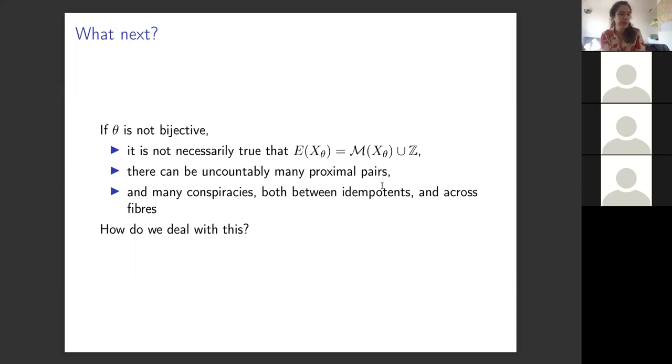I'm going to remind you that this result by Johannes and Marcy Barge, that the Ellis semigroup is the kernel union the action, is only true for bijective substitutions, all right? In bijective substitutions, the proximal pairs only lived amongst the fixed points, but in general, there could be uncountably many proximal pairs, which means that there's a lot more work to do to control the conspiracies, both between idempotents and also across the fibers, all right? And so that's where we're at, and how do we deal with that?